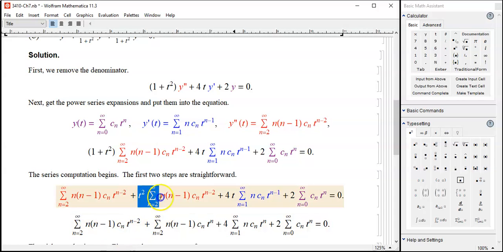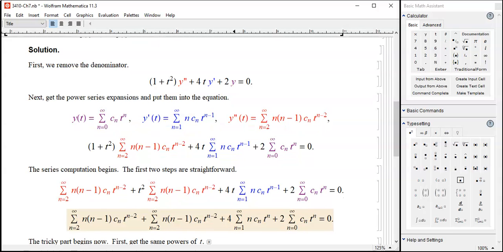This one, now I have to multiply t squared to each of this t to the n minus second power. And what do you get? T to the n minus second power, and then times t squared. So that's basically what happened here. N minus 2 plus 2, so you ended up with t to the nth power.